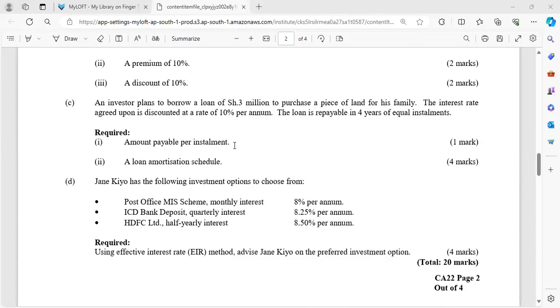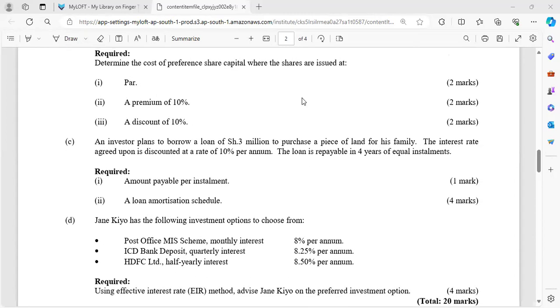Someone to read question 3C. Question 3C: An investor plans to borrow a loan of 3 million to purchase a piece of land for the family. The interest rate agreed upon is discounted at a rate of 10% per annum. The loan is repayable in 4 years in equal installments. Required: the amount payable per installment, and a loan amortization schedule.